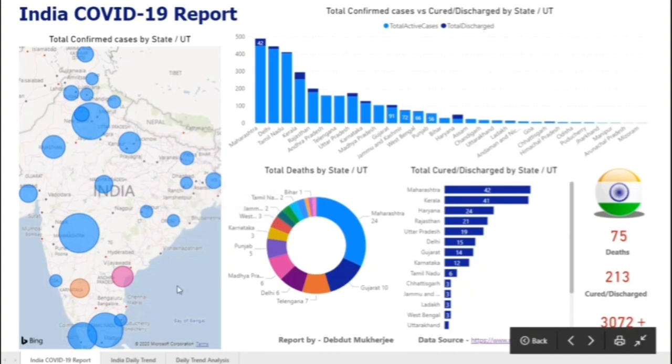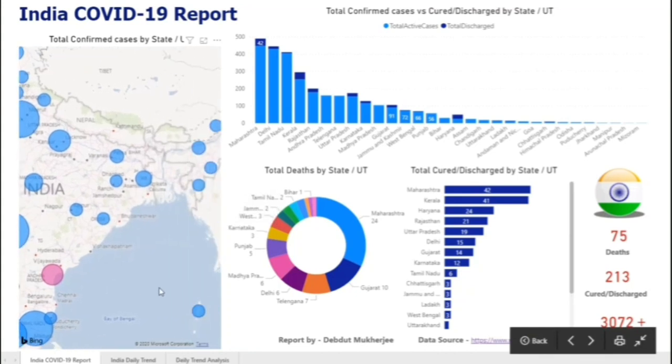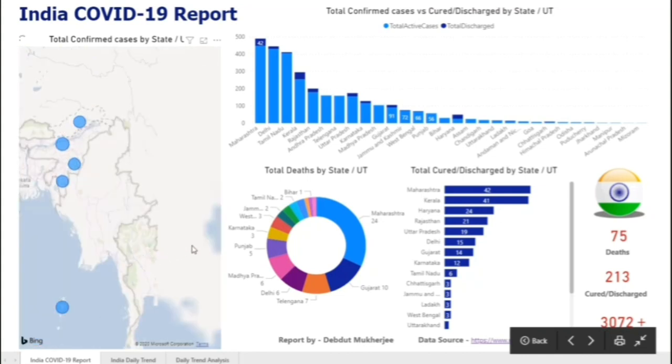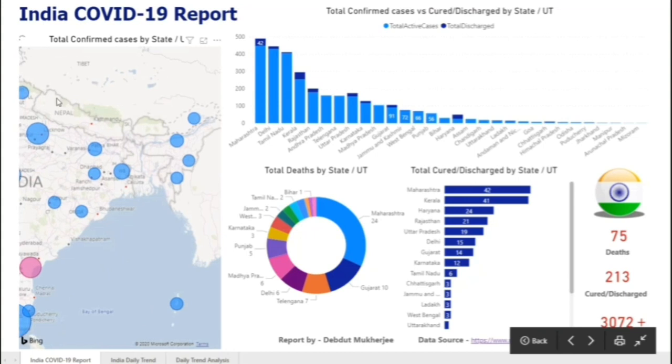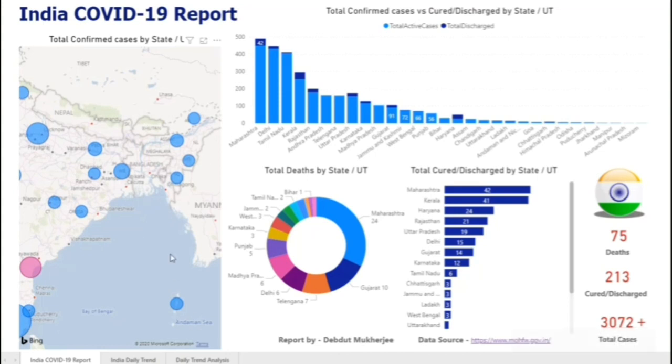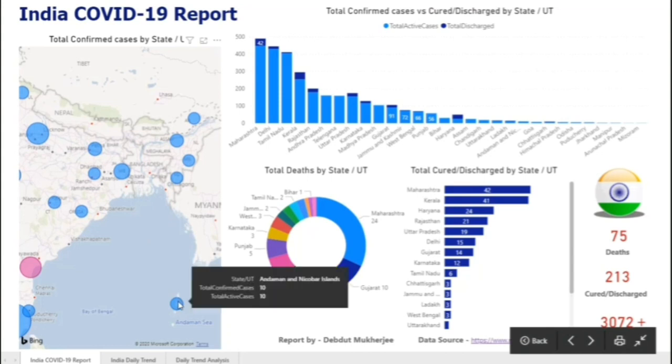And this is not the picture alone. If I scroll right, you will see that in some areas, like the eastern part of India, a lot of other states have also been affected, the Northeast specifically, and also Andaman. What's interesting is that in Andaman and Nicobar, we have 10 confirmed cases and 10 are active. So we do not see any kind of improvement here.